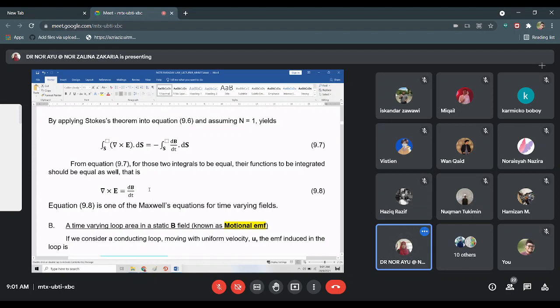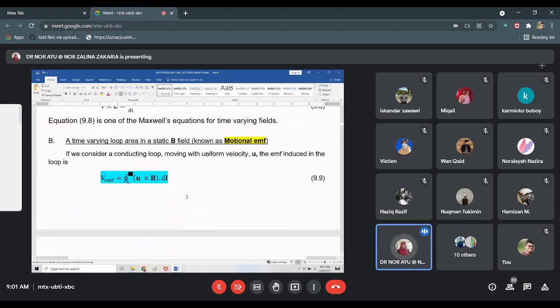All right. The second one is what we call the motional EMF, where we have a time varying loop and a static magnetic field. So we consider a conducting loop moving with a uniform velocity u. The EMF induced in the loop can be found using this equation: V_EMF equals the closed loop integral of U cross B dot dl, where U is the velocity, B is the flux density, and dl is the line the magnetic field passes through.